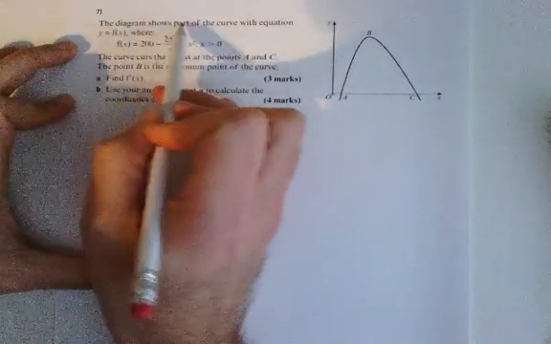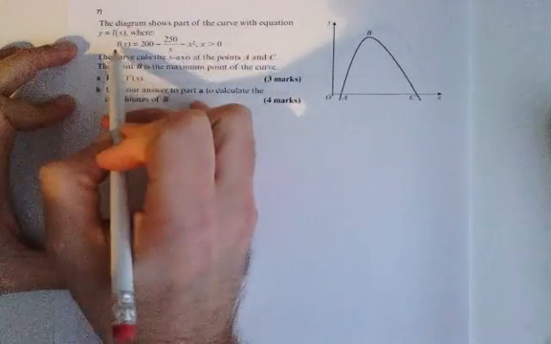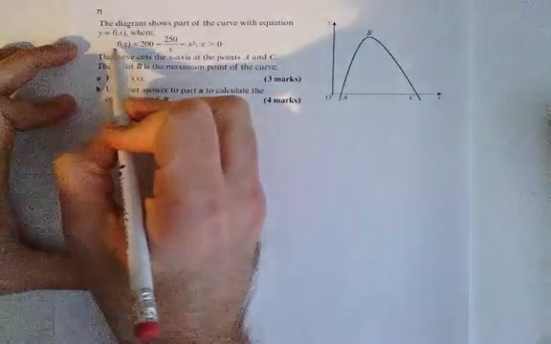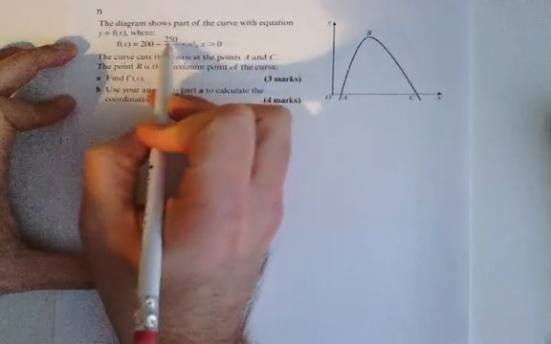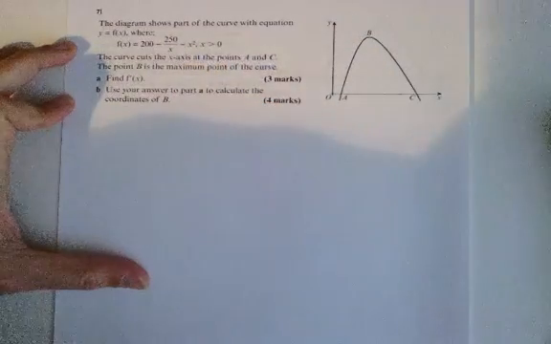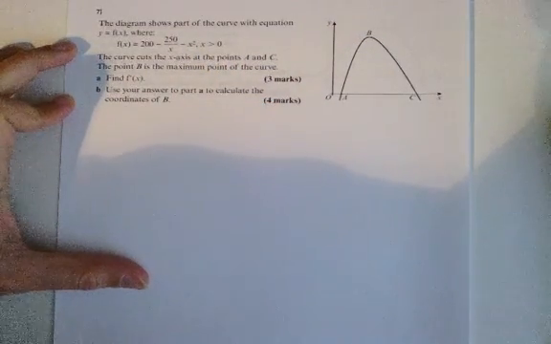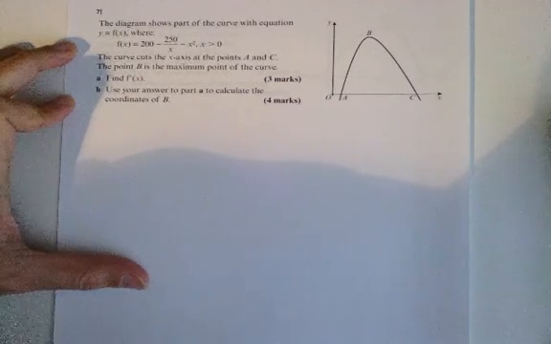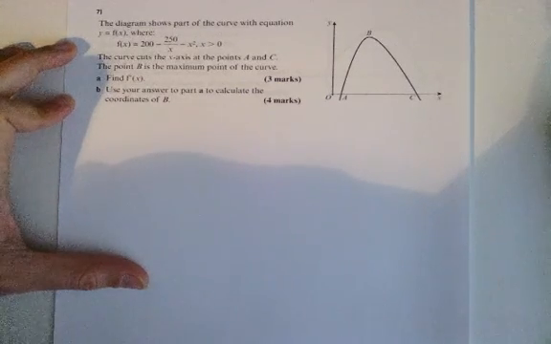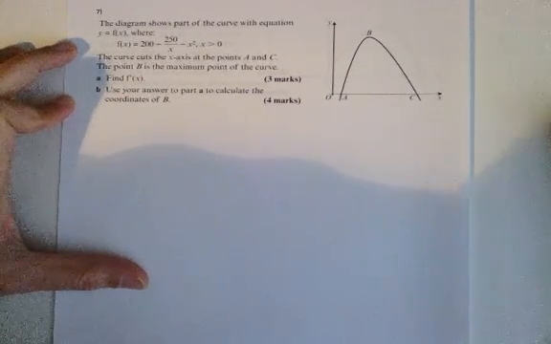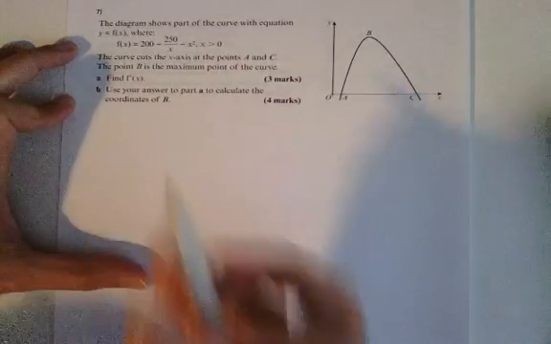So the diagram shows part of the curve with the equation y equals f of x, where f of x equals this. So effectively that just means that y equals 200 minus 250 over x minus x squared. The curve cuts the x-axis at the points A and C. The point B is the maximum point on the curve. Find f dash of x. Remember, that just means differentiate it.